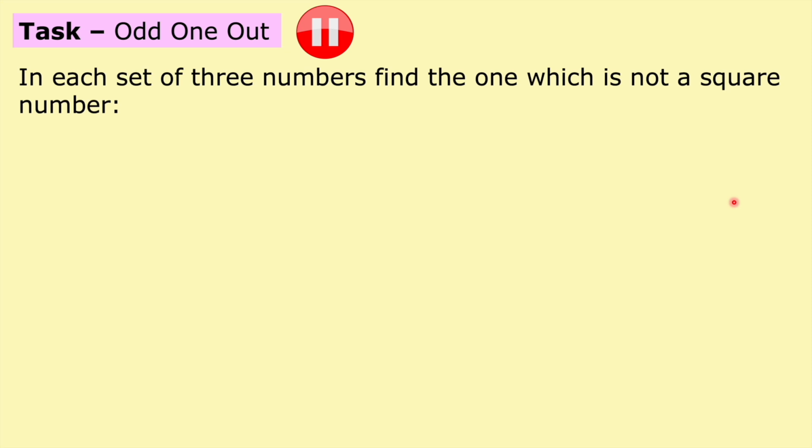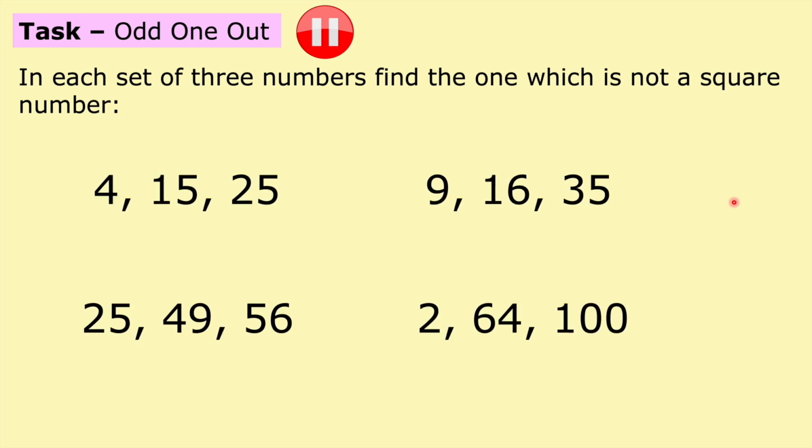And a little task for you is all about identifying square numbers. In each set of 3 numbers, find the one which is not a square number. So we've got 4 sets, and each one has 3 numbers in it. In each of these sets, I want you to identify the number that is not a square number. So if you pause the video here.